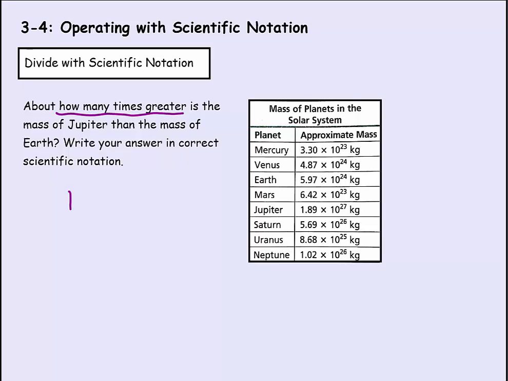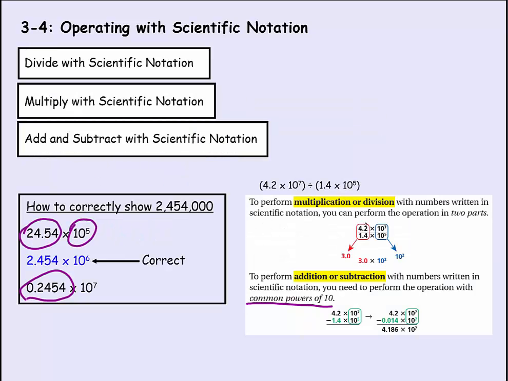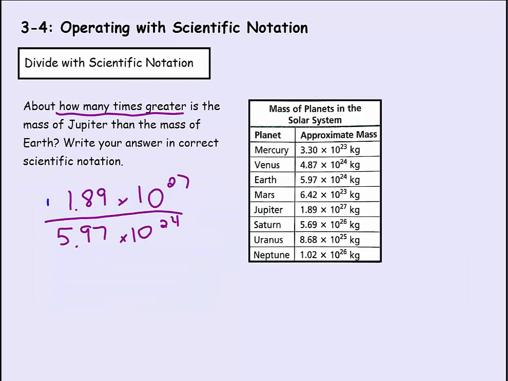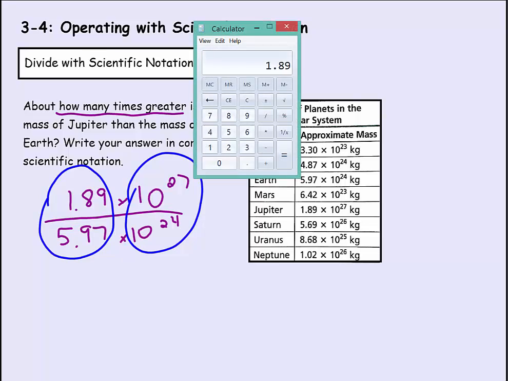Well, Jupiter is 1.89 times 10 to the 27th power over Earth, which is 5.97 times 10 to the 24th power. So just like we showed here, we could treat them separately with multiplication and division. So since we're dividing, we could treat these separate, and we could treat these separate. So 1.89 divided by 5.97 gives us an answer of 0.3166, we'll say.